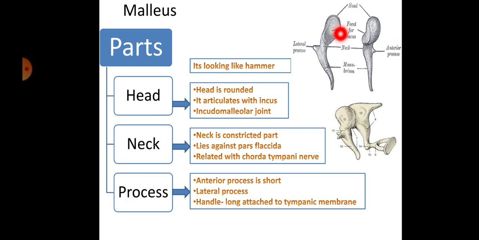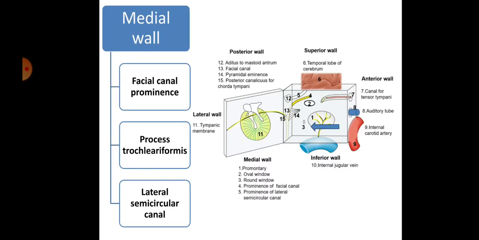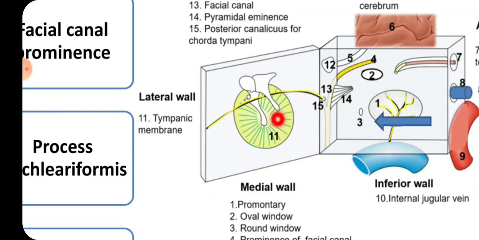The head is rounded and smooth and articulates with the incus, forming the joint known as the incudomalleolar joint. Below the head there is a constricted part, called the neck. This neck is related to the pars flaccida. I think you know the tympanic membrane is divided into an upper small triangular area, the pars flaccida, and a lower large area, the pars tensa. The neck is crossed by one nerve, known as the chorda tympani.